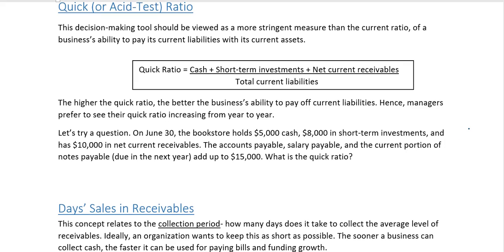The higher the quick ratio, the better the business's ability to pay off current liabilities. Hence, managers prefer to see their quick ratio increasing from year to year. Let's go ahead and try a question. On June 30th, the bookstore holds $5,000 cash, $8,000 in short-term investments, and $10,000 in net current receivables. The account payable, salary payable, and the current portion of note payable, which is the portion of the note they're paying the next year, add up to $15,000. What is the quick ratio? So take a minute to try this, and we'll continue here in the same video.